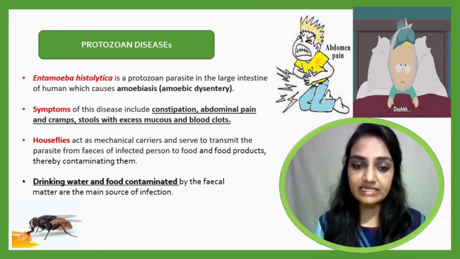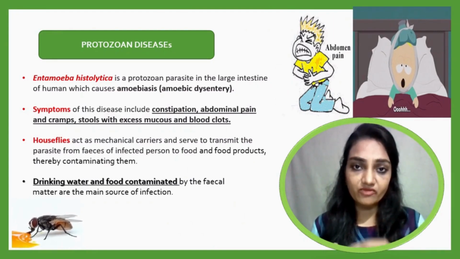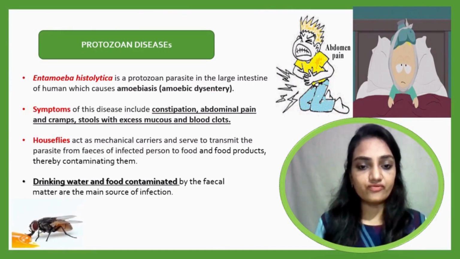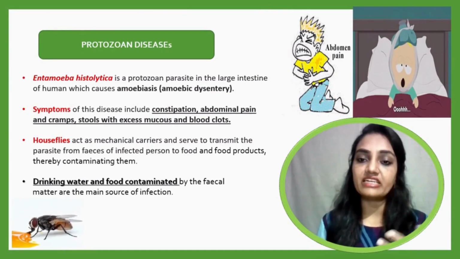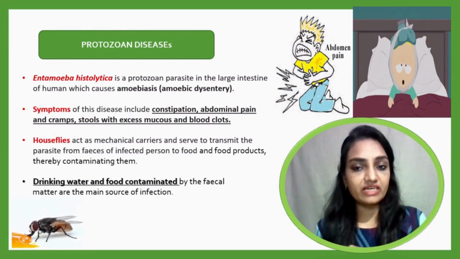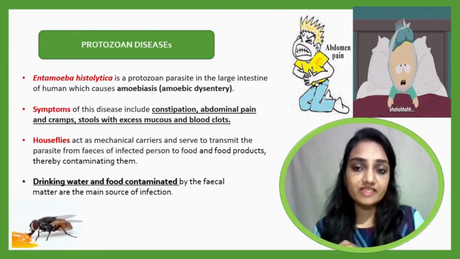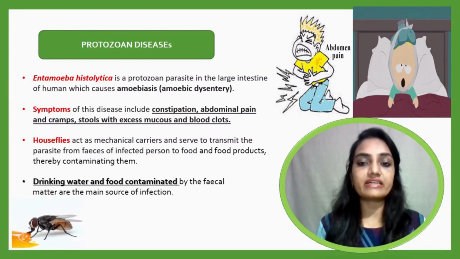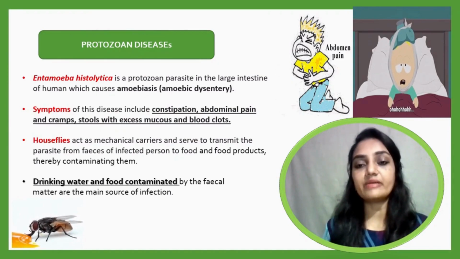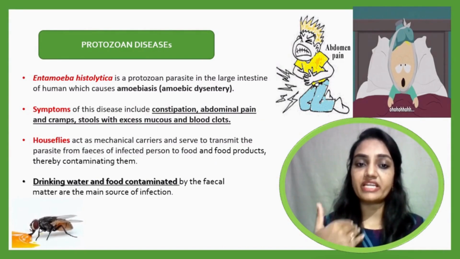It is a mechanical carrier, and serves to transmit the parasite from the feces of an infected person to food and food products, and thereby contaminates them. So one person's feces is contaminated with Entamoeba histolytica, the fly plays its role, and then the fly transmits the feces to food, so healthy food also gets infected or contaminated by flies. So flies are very important here; they act as a mechanical carrier and are very important for spreading the disease.